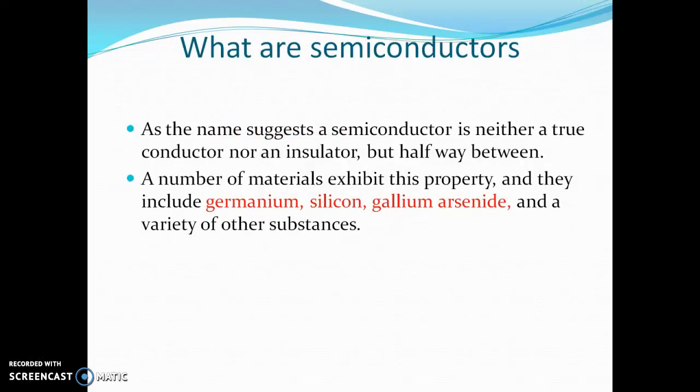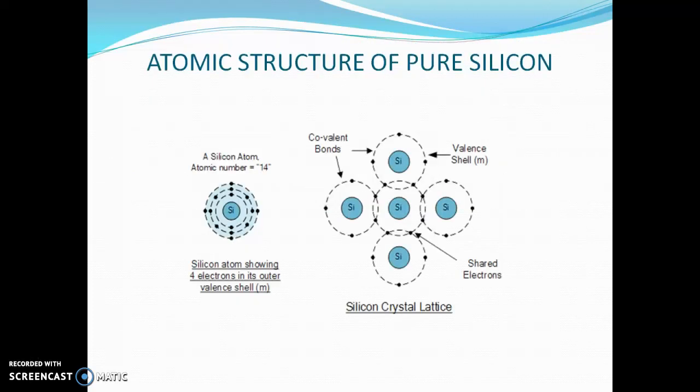Semiconductors are neither a true conductor nor an insulator. Semiconductor examples are germanium, silicon, gallium, and arsenide. You can see the atomic structure of a pure silicon. Also, the pure silicon atomic number is 14. It is arranged in its orbit. Also, the silicon crystal lattice shows the arrangement of silicon atoms.